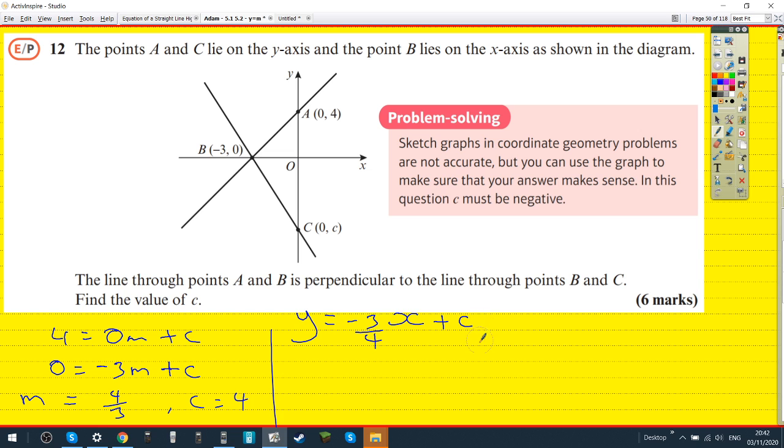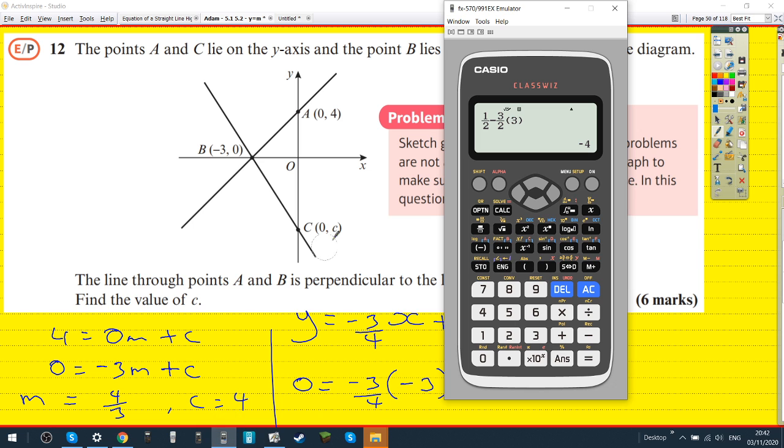And then you substitute, would you substitute C's coordinates in? And what are those coordinates? Oh, we don't know C's coordinates. So do we substitute B's in? Yep. Which would give you 0 equals minus 3 over 4 brackets minus 3, plus c, and then you work it out.